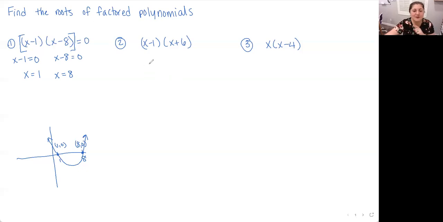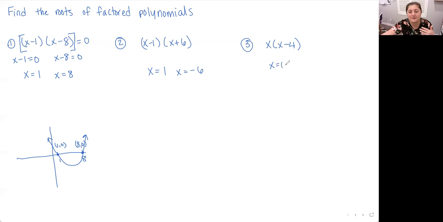You should have paused the video. If you didn't, go back and pause it. But if you did, you should get an answer of x is 1 and x is negative 6, not positive 6, right? Because what's happening is we're setting this equal to 0 and we're undoing this adding of 6.